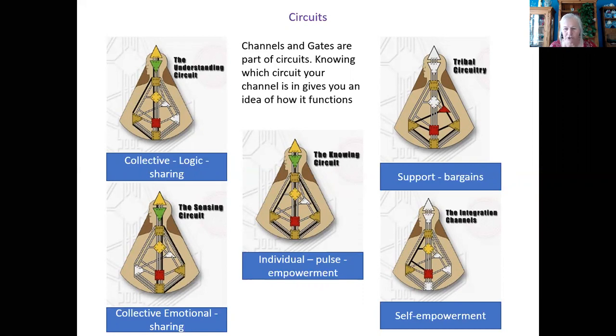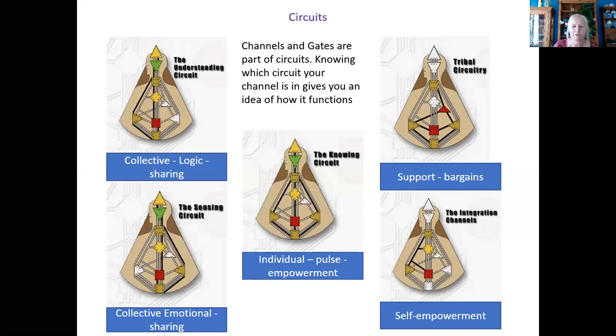So again, you can look up which circuit your channels are activated in. You'll get people who'll say, well, I'm a real individual. So then you're looking at the knowing circuit, this one in the middle here. These are all the individual activations. And the individual has the theme, as it says in the name, individual, being very individualistic. But these energies come in a pulse, and the theme through them is empowerment. Okay. There's integration down in the bottom right. That's a complicated little circuit on its own, and the theme of that is self-empowerment.